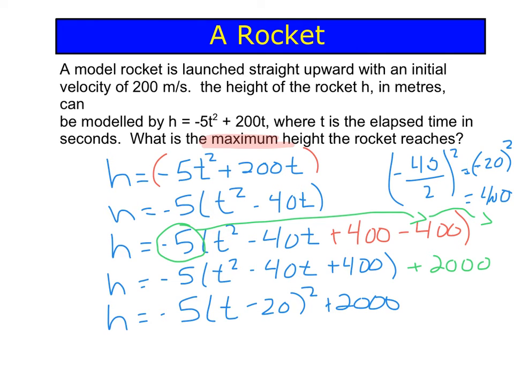So now to answer the question, it said, what is the maximum height the rocket reaches? Put a little therefore statement. The rocket reaches 2,000 meters. If it asked when it reaches this height, it would just be 20 seconds. Okay, so the vertex gives you that answer.